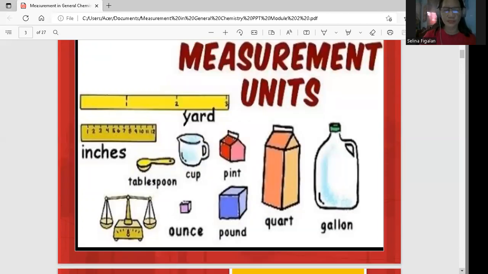So based on these examples, these are the units of measurement, for example the pound, the quart, the gallon, the ounce, the tablespoon. All of these are necessary in everything that we do, even in our house. For example, when we are cooking, we use tablespoons, the cup, the measurement of water. So all of this is necessary.